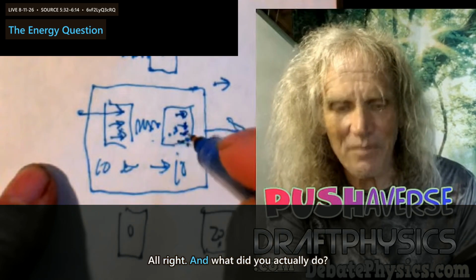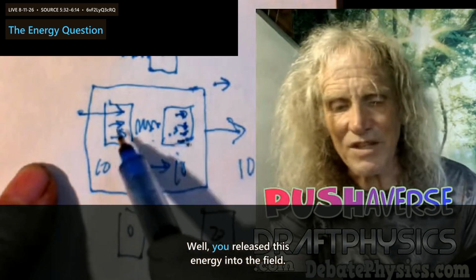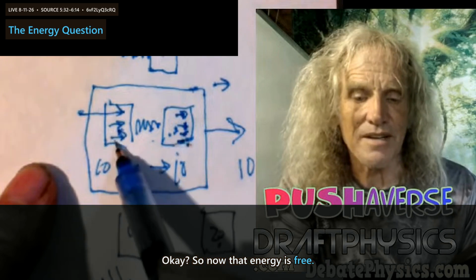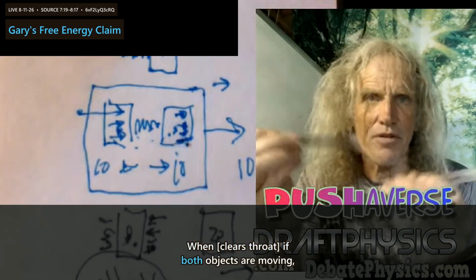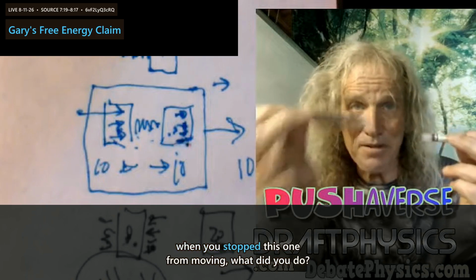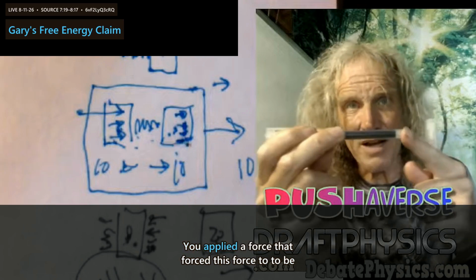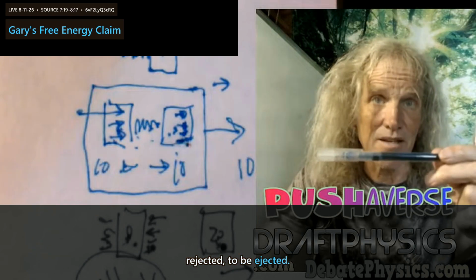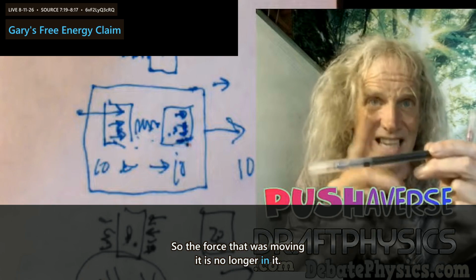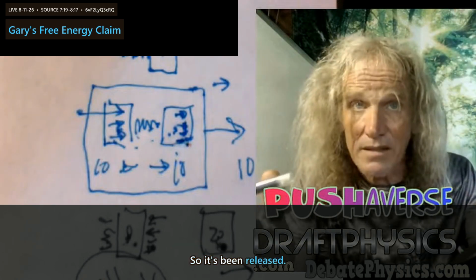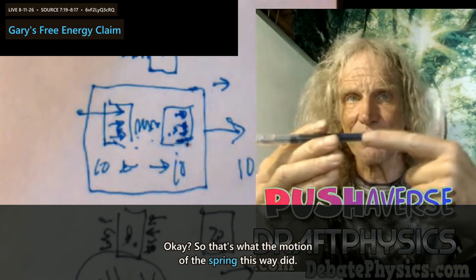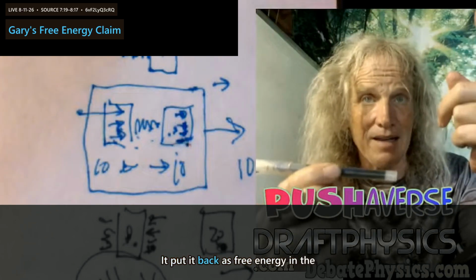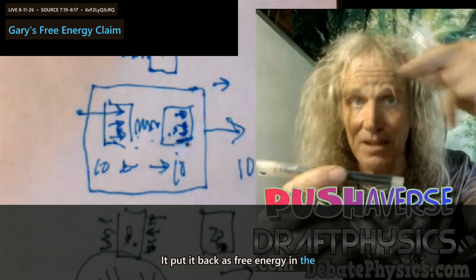And what did you actually do? Well, you released this energy into the field. So now that energy is free. If both objects are moving, when you stopped this one from moving, what did you do? You applied a force that forced this force to be ejected. So the force that was moving it is no longer in it. It's been released. So that's what the motion of the spring this way did. It released force into the field. It put it back as free energy in the field.